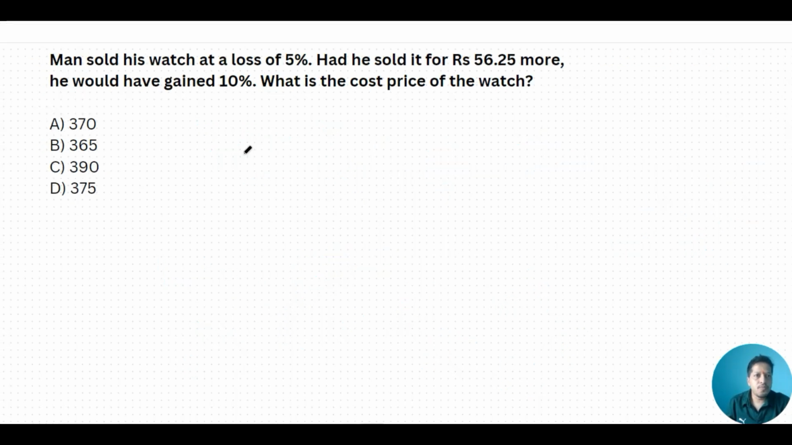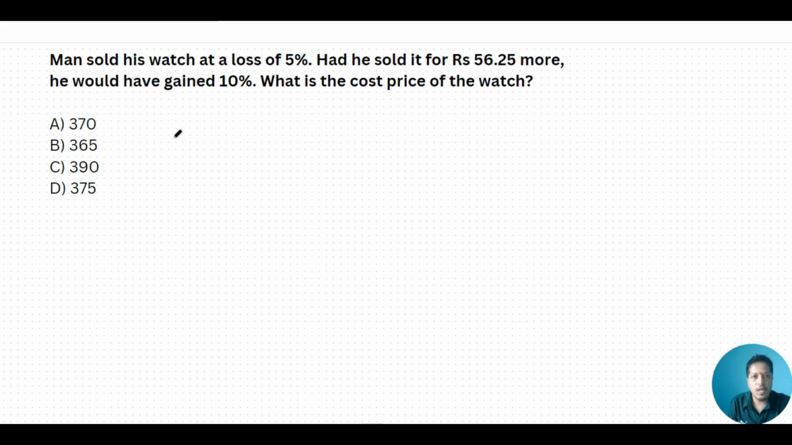Let us look at this question. A man sold his watch at a loss of 5%. Had he sold it for 56.25 more, he would have gained 10%. What is the cost price of the watch? So what they are saying is, he sold it at a 5% loss, but he could have made a 10% profit if he had sold it for another 56 more.